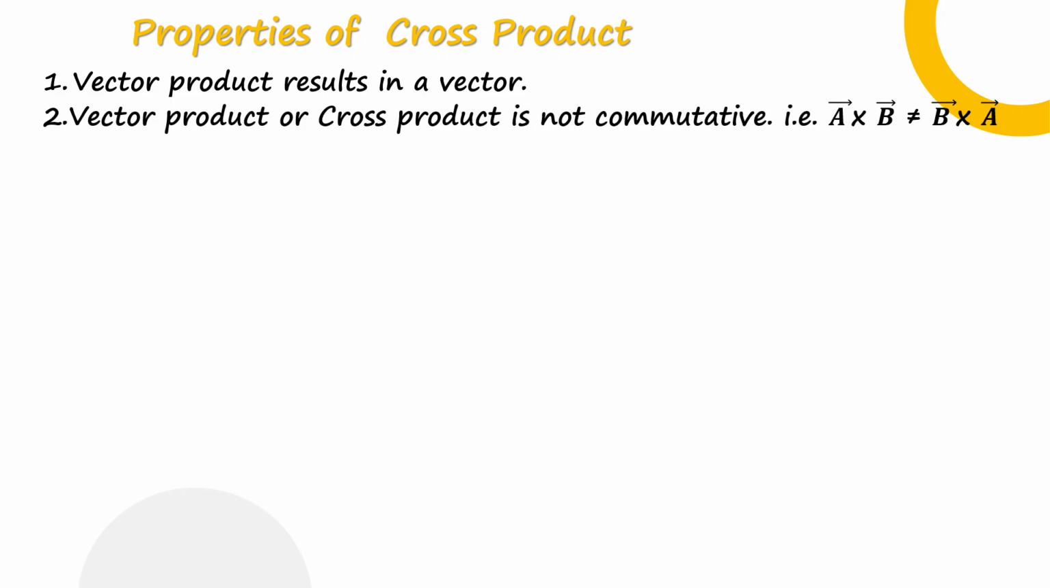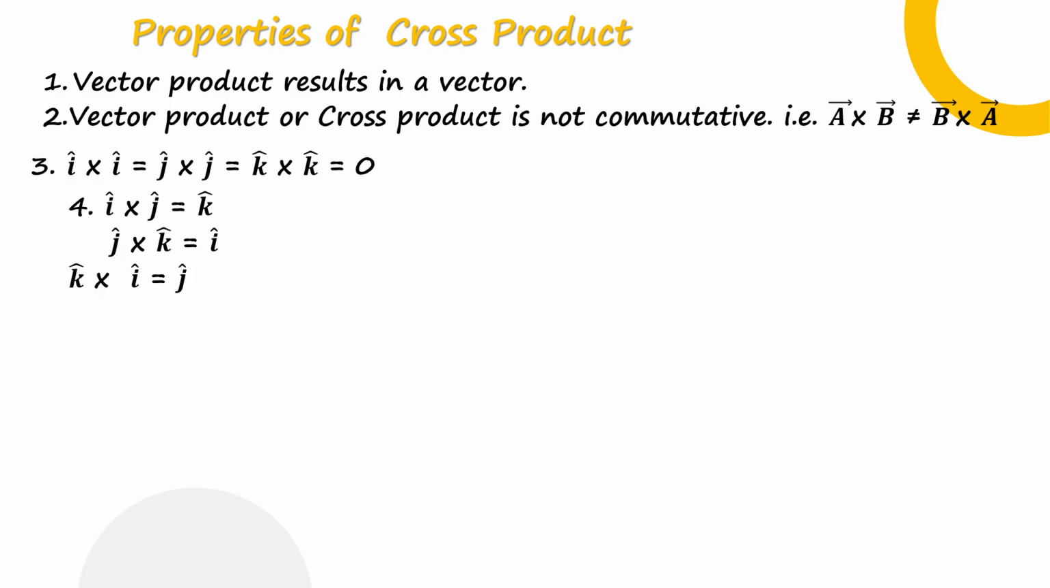Now some properties of cross product. Vector product results in a vector. Vector product or cross product is not commutative. Remember, the dot product of two vectors is commutative, but the cross product of two vectors is not commutative. That is, vector A cross vector B is not equal to vector B cross vector A. Another one, the cross product of like unit vectors is 0 because the angle is 0 degrees and we know sine 0 degrees is equal to 0.